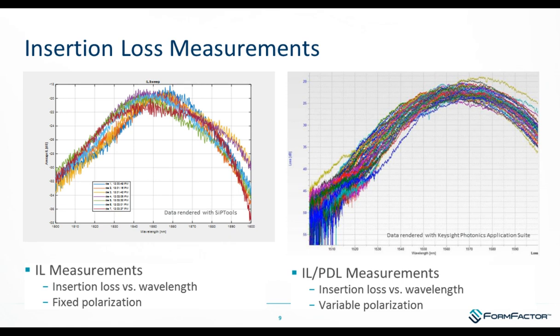Now this slide shows, once you've finished your alignment, the next step is to do your measurement. There are two different examples taken on two different stations and two different measurement engines. The left one is the insertion loss only at a fixed polarization state, and you can see each curve there represents a sweep across different die along one wafer.